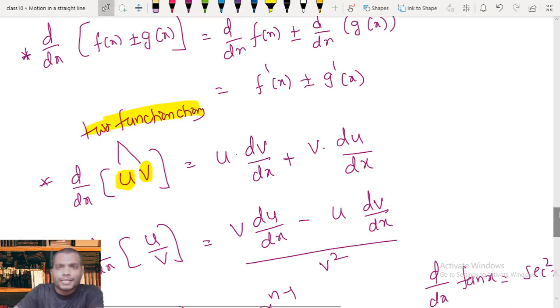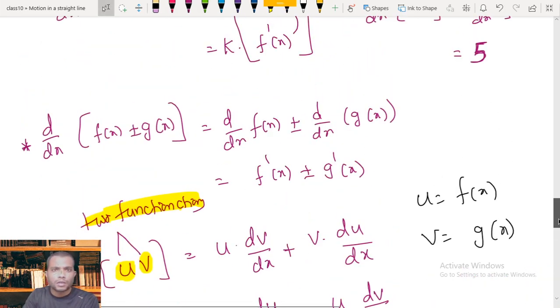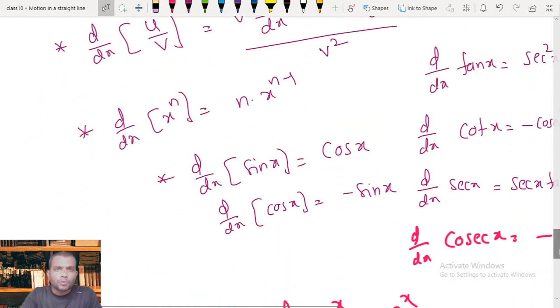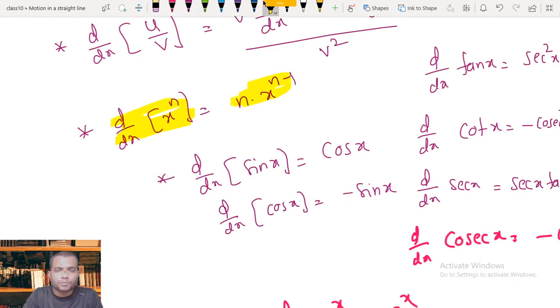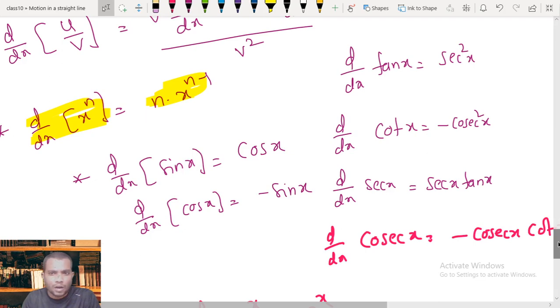Otherwise you can take u equal to f of x, one function, and v equal to g of x, just like above, where f of x and g of x are two different functions. The product rule and division rule are important, and the x power n rule we use very frequently: d by dx of x power n is equal to n into x power n minus 1. I would like to solve certain problems so that we can understand this differentiation, how we apply it.